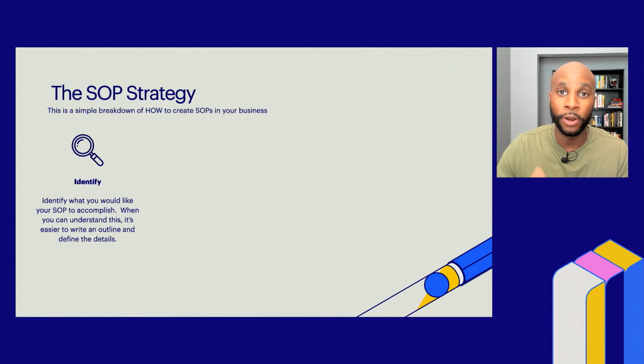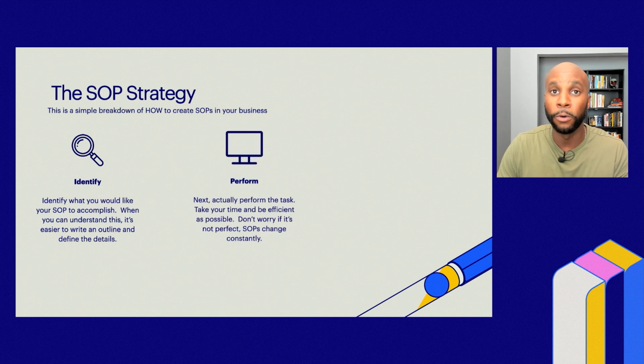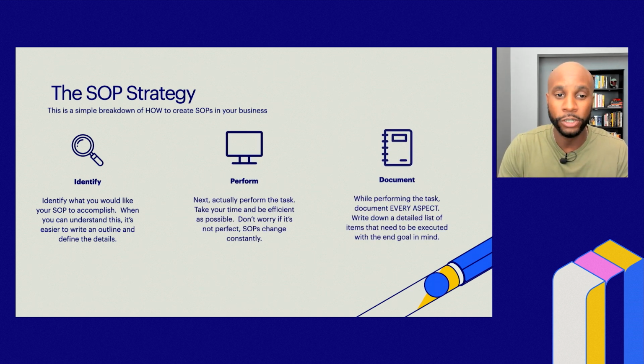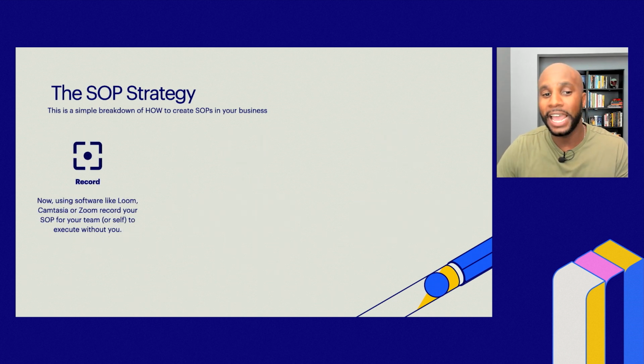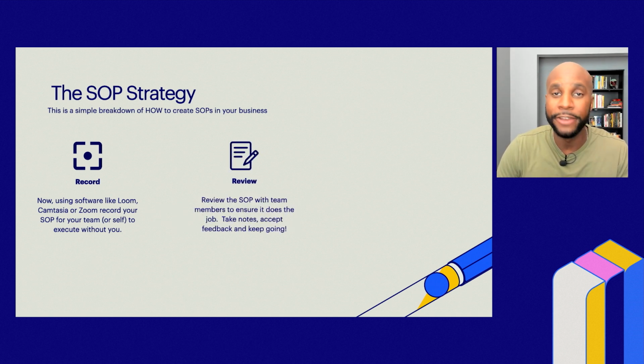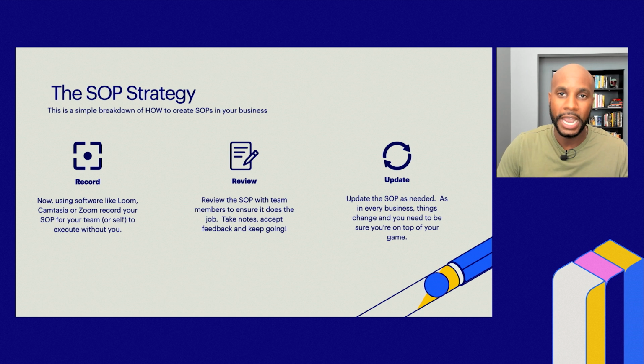So just to recap that, because this is a very important point that I want to get across. 1, identify what you want your SOP to accomplish. 2, perform the task. Actually do it. Once you've identified and you performed it, make sure you're documenting every step of the way as you complete those tasks. Also, while you're doing that, make sure you record. You can use Loom, Camtasia, or Zoom to accomplish that. And then you're going to review that SOP with yourself and the team to make sure that it's of quality and ready to roll. And then as that SOP is being worked on and used, you can update that SOP as needed. So that's the SOP strategy as a whole.